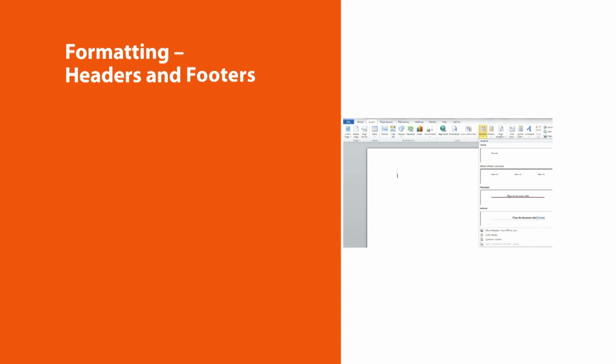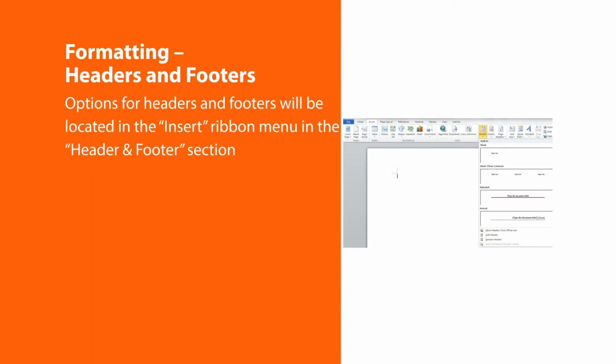So this is one of the ways, and simultaneously you can add the header, and then you can add page numbers also. This could be quite useful, because when you are going to have a file with a large number of pages, paging is a very important thing which needs to be done. The option for headers and footers is located in the insert ribbon menu, in the header and footer section.